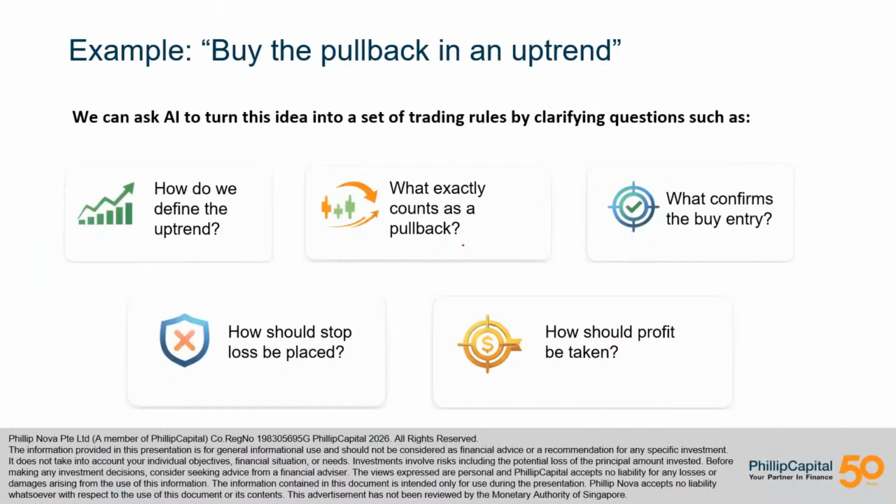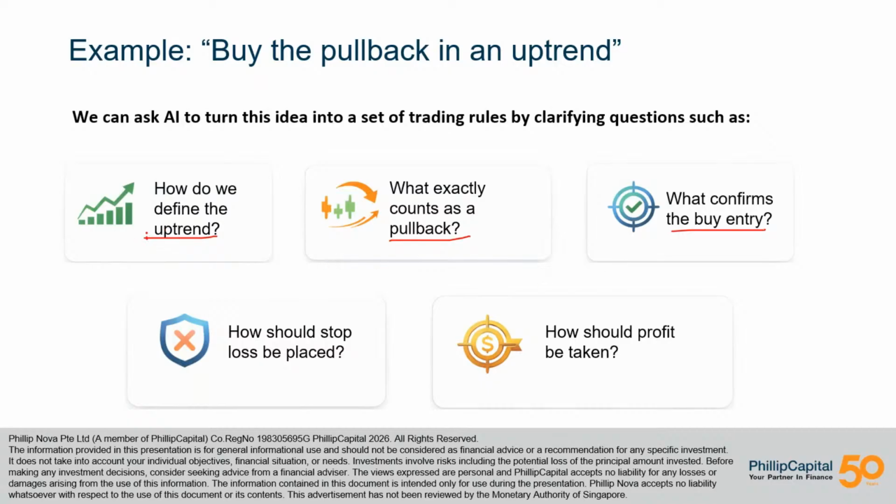And how do we convert this idea into a rule-based strategy? So here I use the framework I showed you just now. Okay, I need to identify an uptrend and identify the pullback. And then I can identify where to buy.